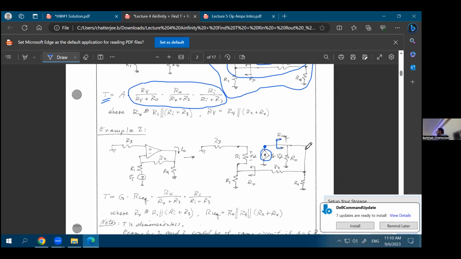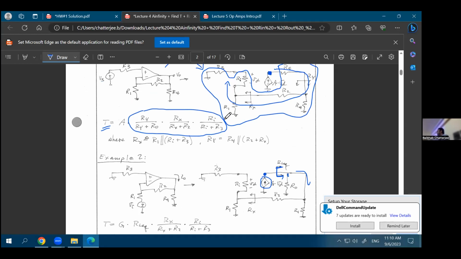And then you look at whatever is connected on the right-hand side. So what is connected on the right-hand side of this RO, so that is your effective resistance looking at this point, is your RO in parallel with R4, because at this point you see RO connected to ground, you'll see R4 connected to ground, and you'll see R2 in series with Rx. So that's your overall effective resistance at this point. And Rx is again something that we had found out before.